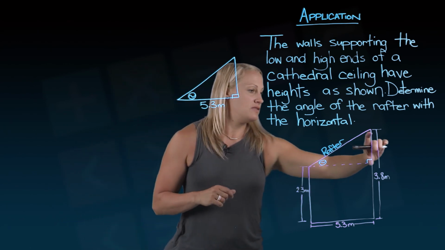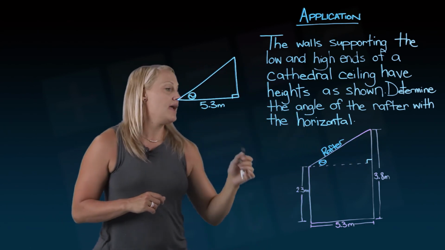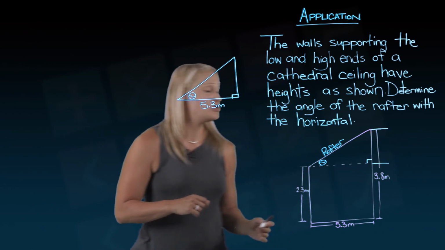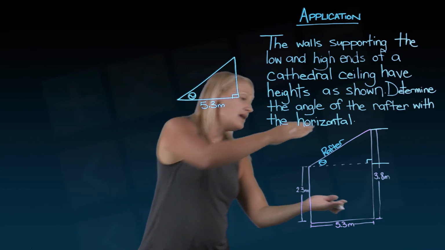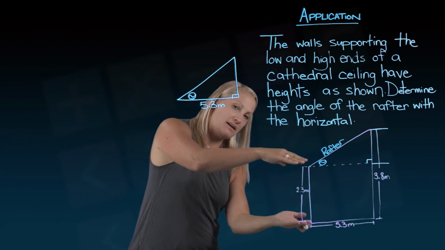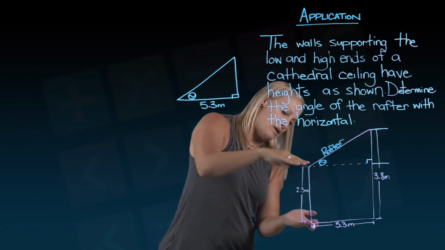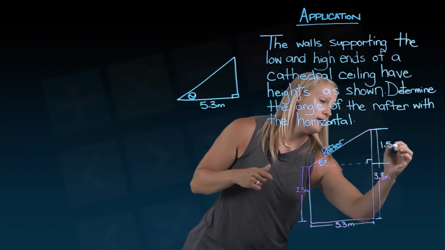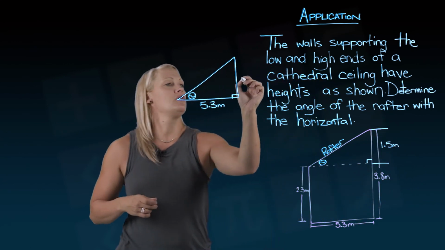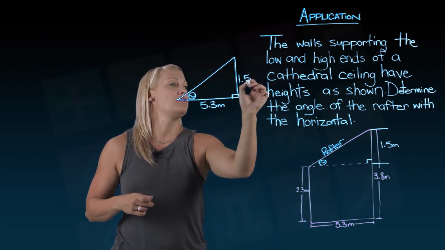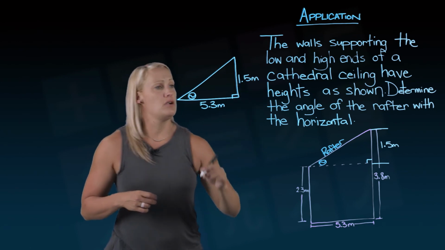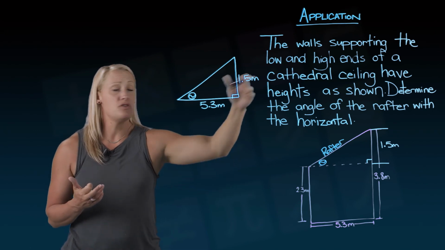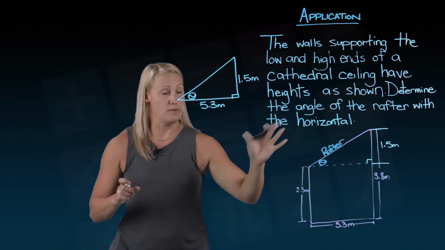And then we've got this side right here, from here to here. I don't have the measurement there, but hopefully it makes sense that if I take the high side and subtract the low side, 3.8 subtract 2.3, that gives us 1.5. That would be that side right there. So now we have two of our sides. The units are in meters. What's important about these calculations is just that the units are the same. As long as they're the same, then we can use what we've been using.